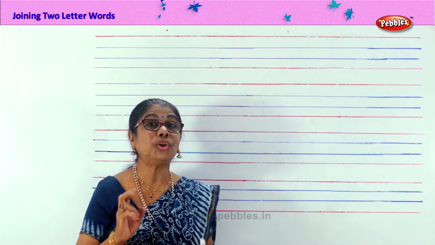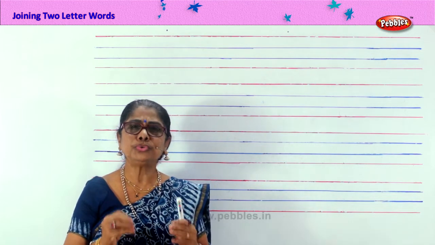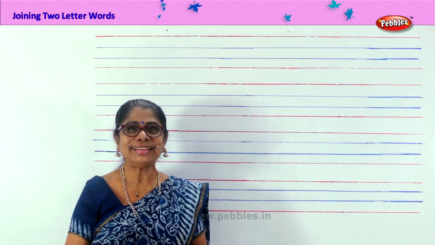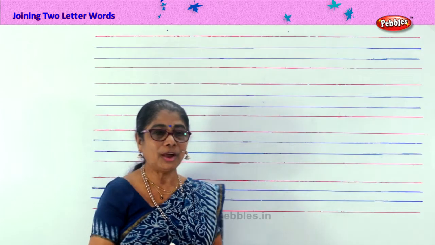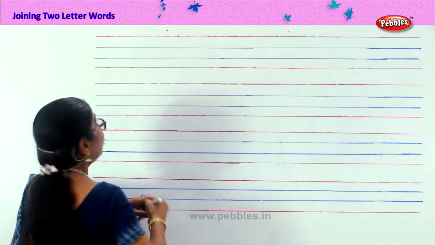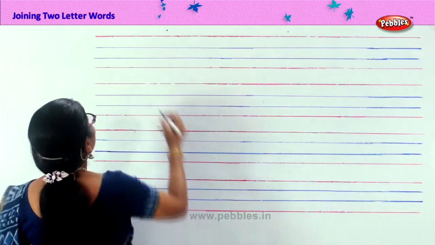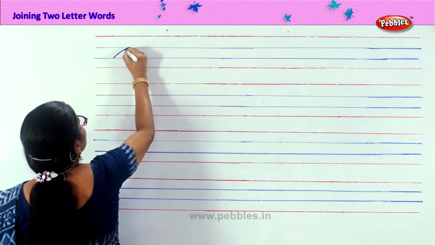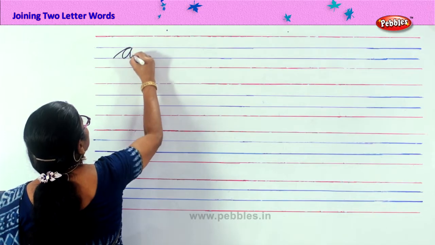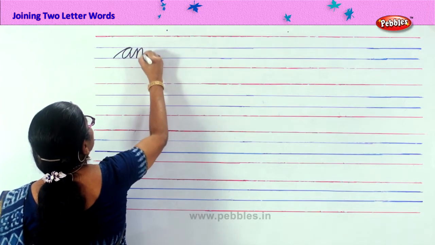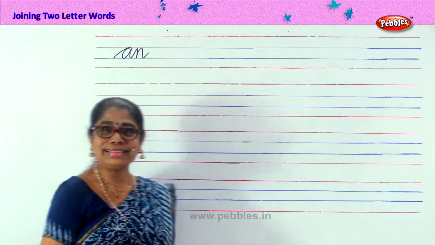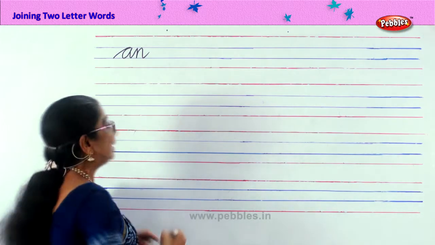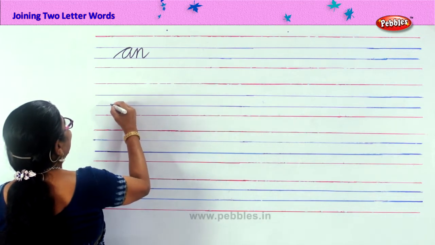Let us learn to join two small letters. How do we join while writing? Yes? Good. Watch out. Now, A. How do we write A-N? An. Yes? A-N, an. Now, am. How do you write am?